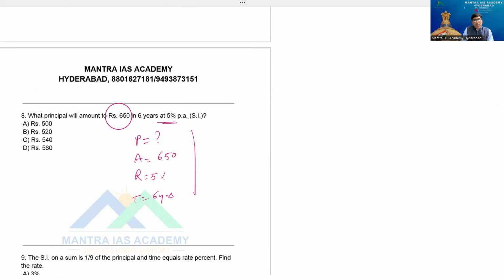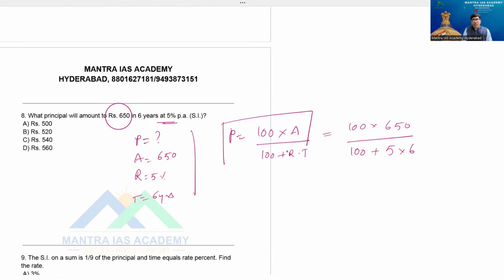6 years. Now the principal is equal to 100 into amount by 100 plus R into T. This amount is exactly 650 by 100 plus the rate, how much, my dear? 5. Time is of course 6 years, as mentioned. Of course we have a special formula for amount, I told you already. So this is what you have to consider.